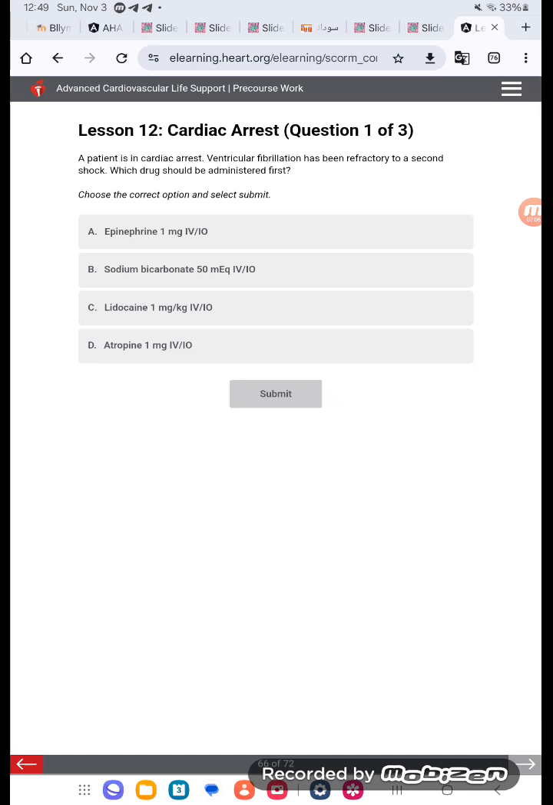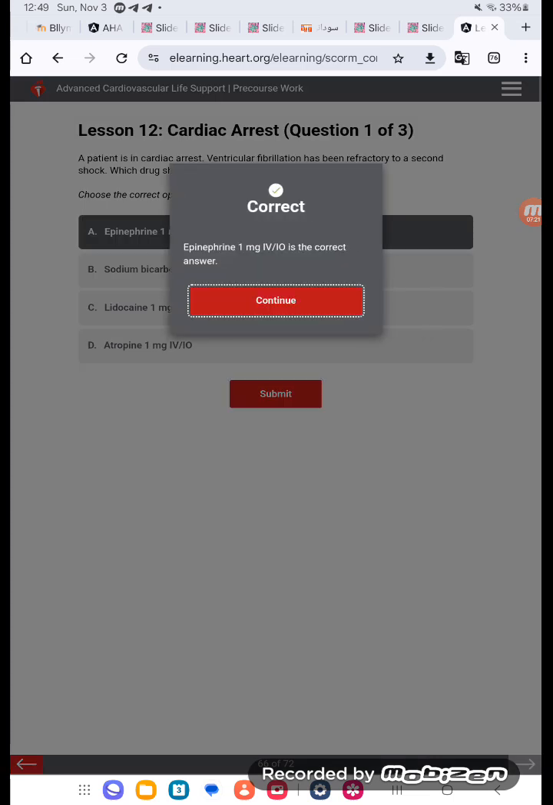Question number 1: the patient is in cardiac arrest. Ventricular fibrillation has been refractory to second shock. Which drug should be administered first? After the two shocks, we start immediately with epinephrine or adrenaline, 1 milligram IV or intraosseous route.